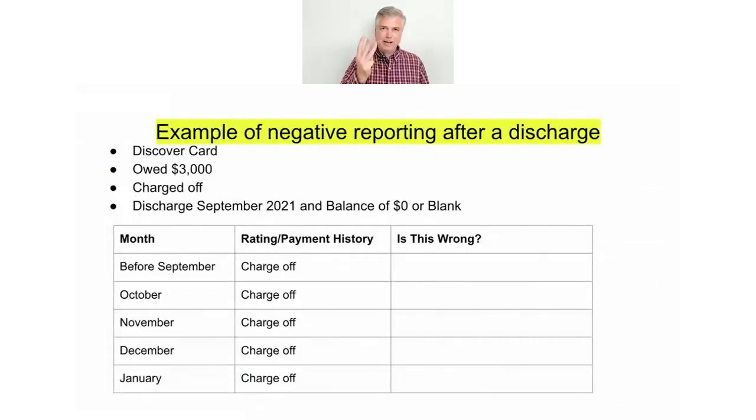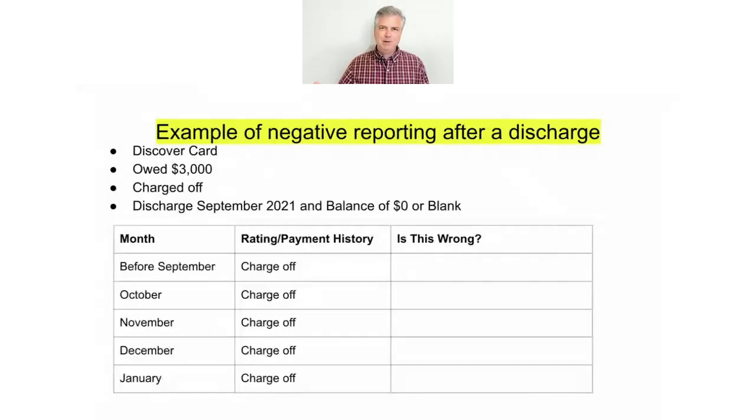I owe $3,000 on that Discover card. It's charged off, and I filed bankruptcy in September of 21. I get my discharge, and immediately Discover card updates the balance to say zero. Both the current balance, but also in the historical, as of September 21, it shows a zero balance. Okay. But then look at this chart here.